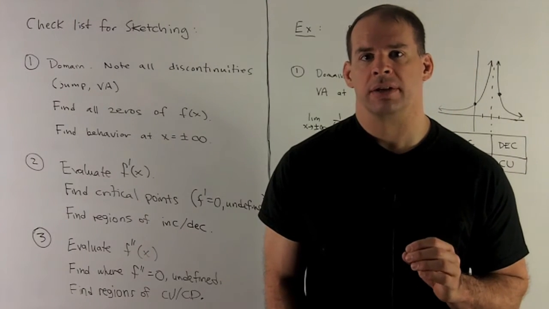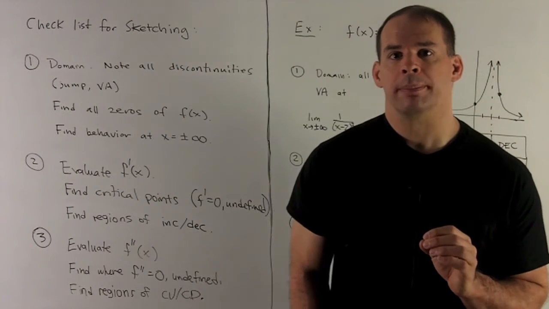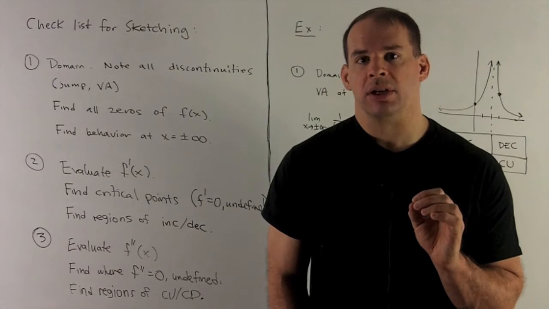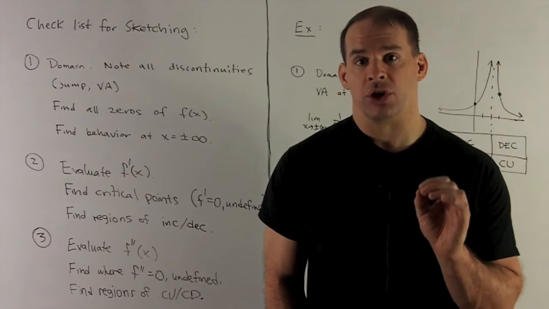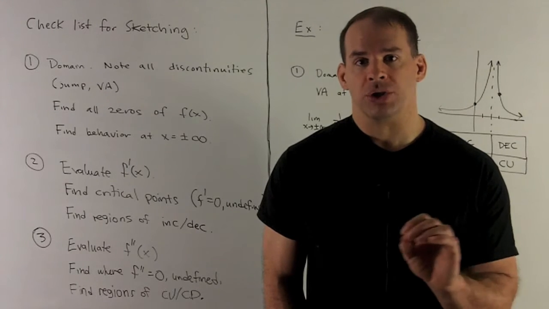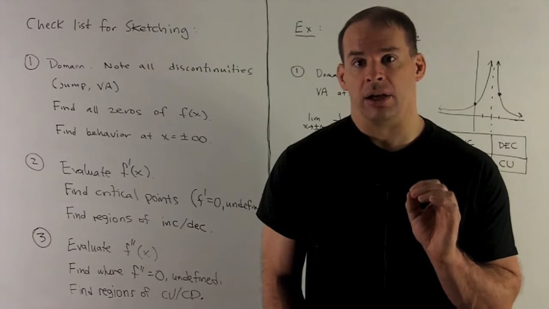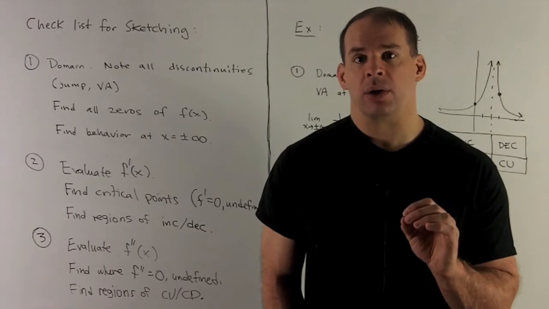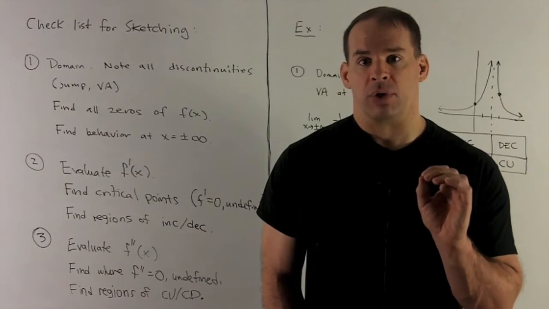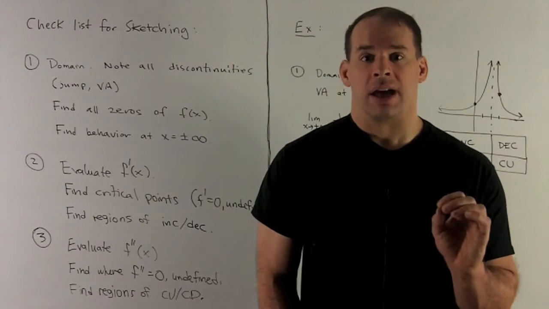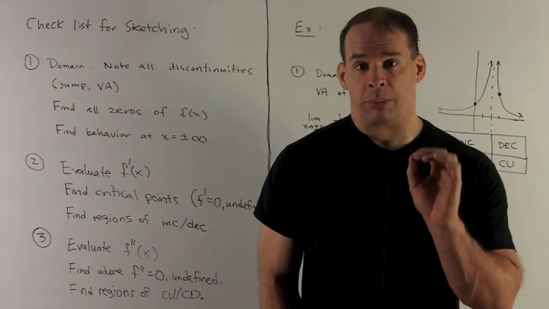Let's set up a checklist for sketching the graph of a function f of x. So, first item, we're going to want to do all things we can do without taking a derivative. First, you'll want to get your domain under control. Once you know all points where your function's defined, we can look for discontinuities. If we have jump discontinuities or vertical asymptotes, we're going to want to note these. If I have regions of increasing and decreasing, concave up, concave down, our vertical asymptotes and discontinuities are going to break those regions.